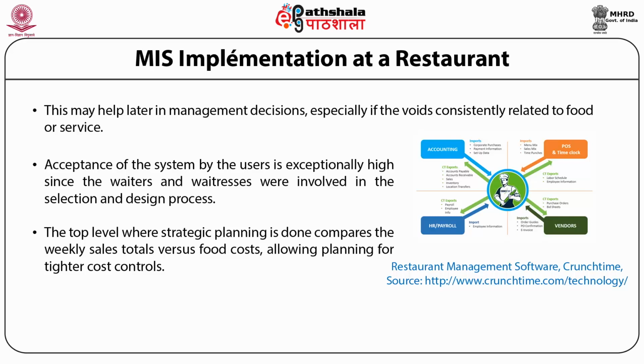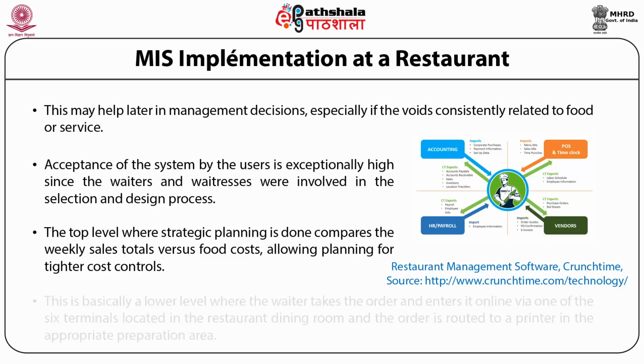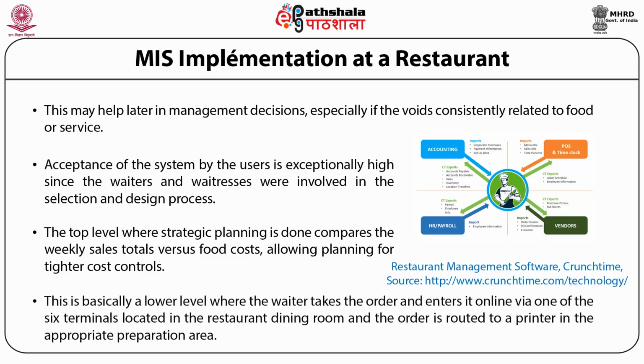The decisions to be made in the areas of operational control pertain to implementation of specific tasks through appropriate technology. This is basically a low level where the waiters take the order and enter it online via one of the 6 terminals located in the restaurant dining room, and the order is routed to a printer in the appropriate preparation area.